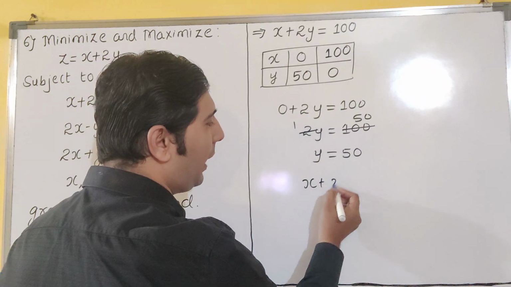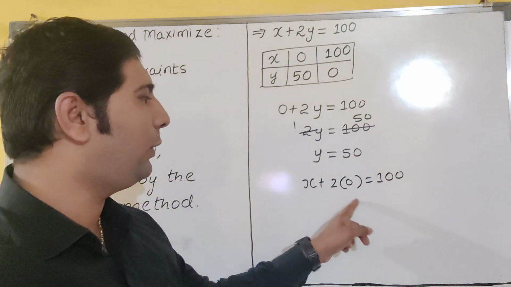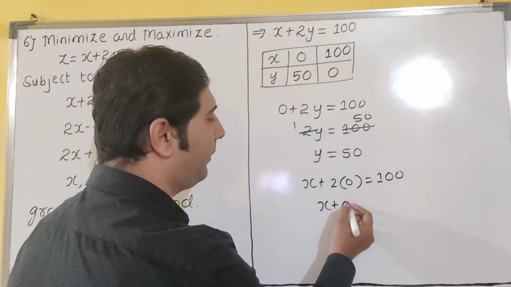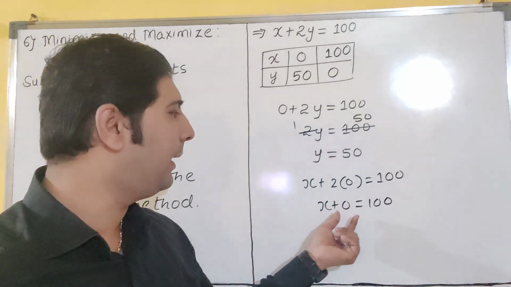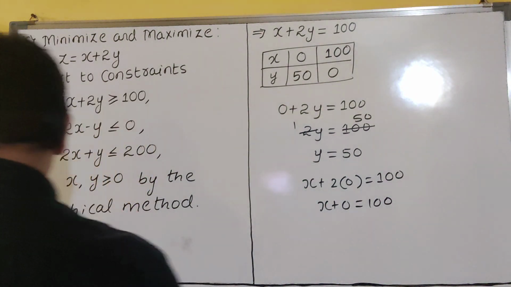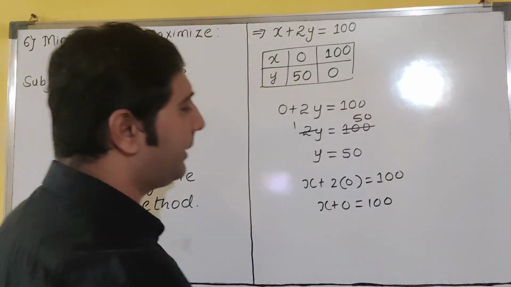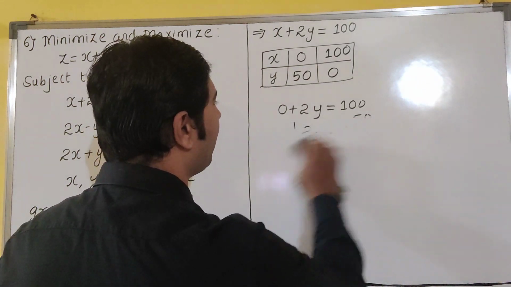I will show you once. So x plus 2 into 0 is equal to 100. 2 into 0 is 0, dear students. X plus 0 is x, so x is equal to 100 we got. Got it, dear students? That is how to find the points. First one done. So I will erase this. This is not required, for your understanding purpose I have written it, dear students.